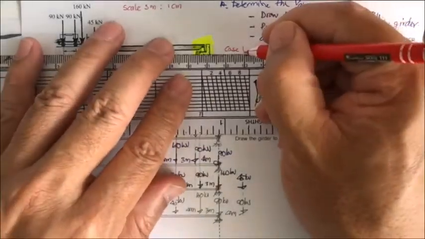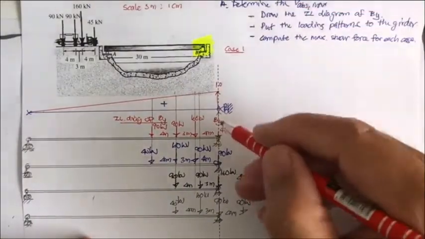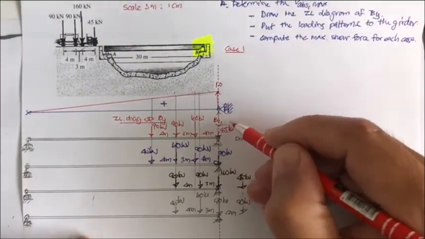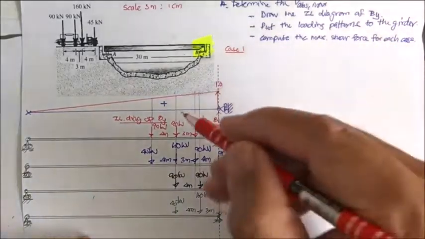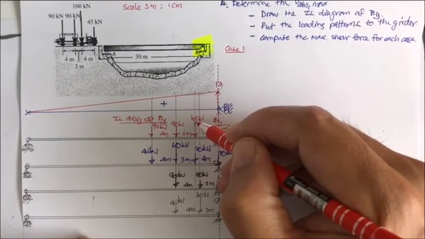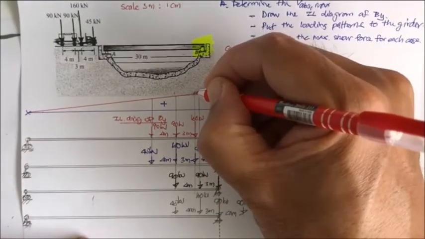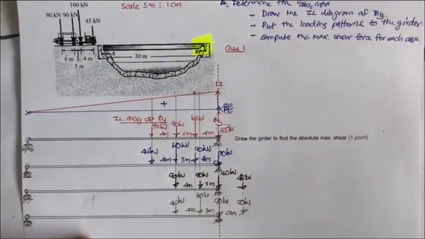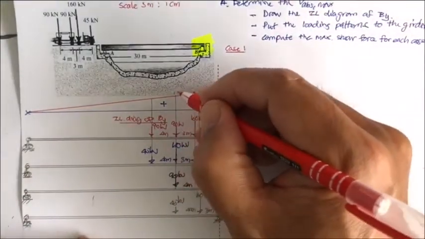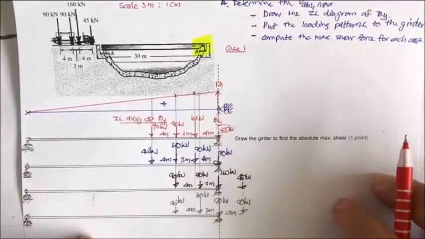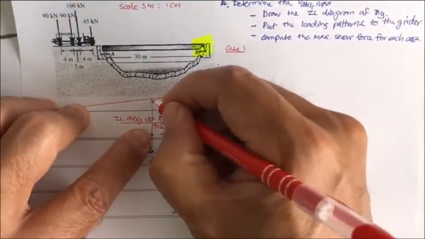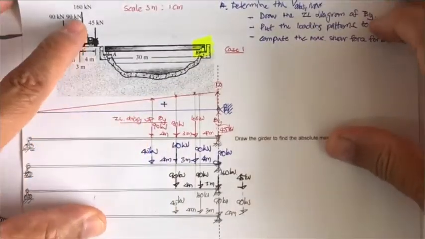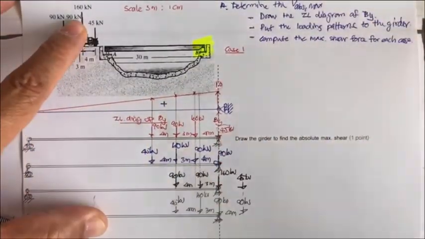In case 1, what we have is the 45 going to times this one, and 160 going to times this, and then 90 going to times this coordinate, and this 90 going to times this coordinate. So let's compute the coordinates of these.